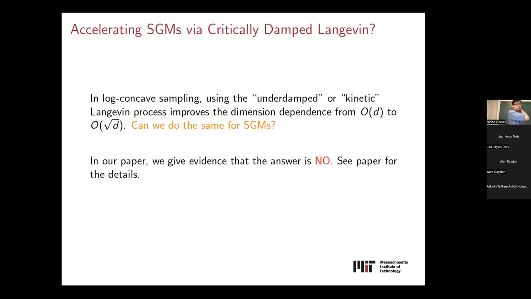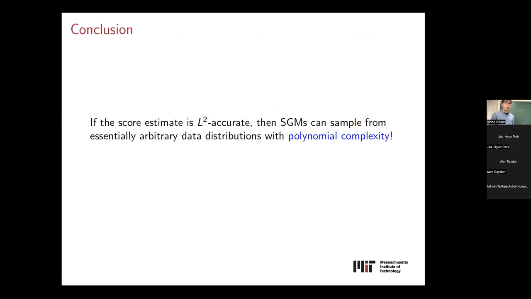So this slide is just to say, if you're familiar, with these stochastic processes, there turn out to be other stochastic processes. In particular, there's something called the underdamped or critically damped or kinetic Langevin. These are variants of Langevin that have been used to get improvements in the sampling context. In our paper, we give some preliminary evidence that using these processes actually does not speed up SGMs. That's all I'll say about that.